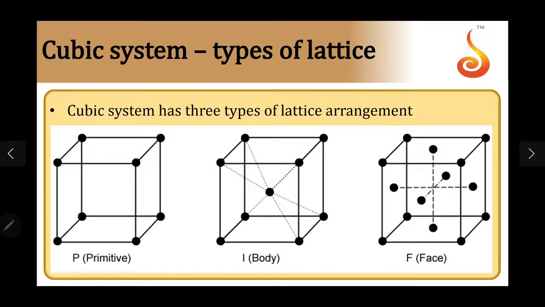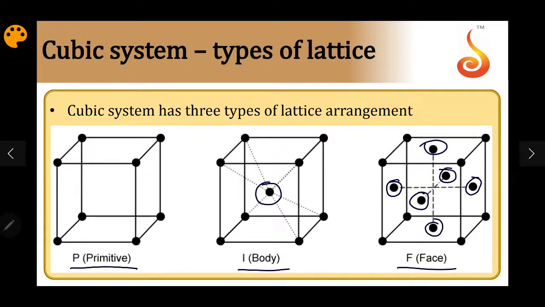Cubic system, the lattice types: we have simple cubic, that is primitive. We can see particles only at the corners. Then body centered: along with the particles at the corners, I have one particle at the body center. And in FCC, face centered cubic, you have the corner particle, along with that, each face has one face center particle, that is going to be 6 face center particles. So these are 3 lattice types in cubic system.